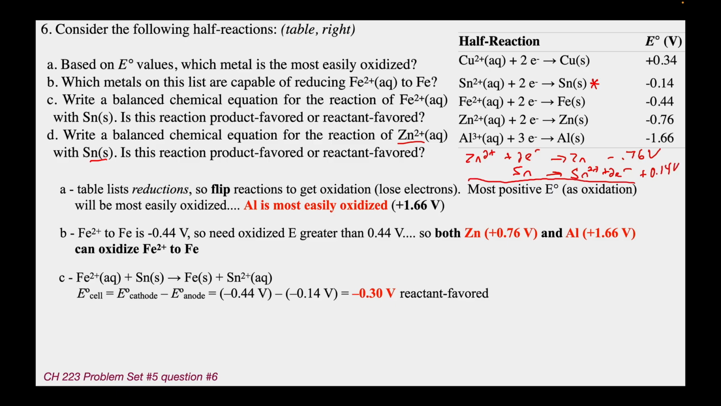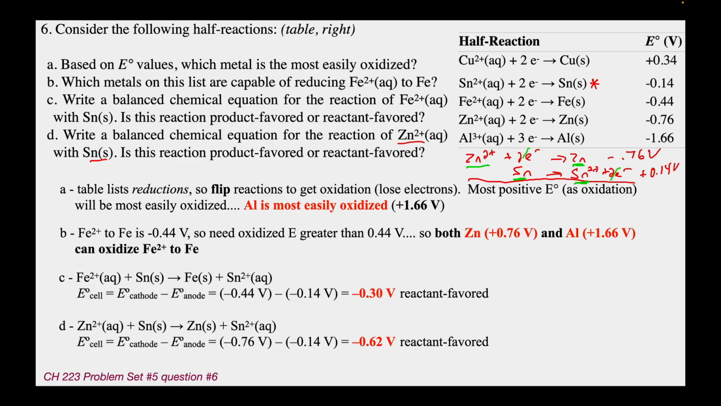So when you add these reactions together, the electrons will cancel. You'll have zinc 2 plus and tin metal making zinc metal plus tin 2 plus. That'll be the overall reaction. And then to figure out product favored or reactant favored, we're going to take minus 0.76 volts and add it to positive 0.14 volts. And that comes out to be minus 0.62 volts, which is a negative number, and it's reactant favored. So this one as well has a negative E cell value. It's going to be reactant favored. Product favored reactions will have positive E cell values.